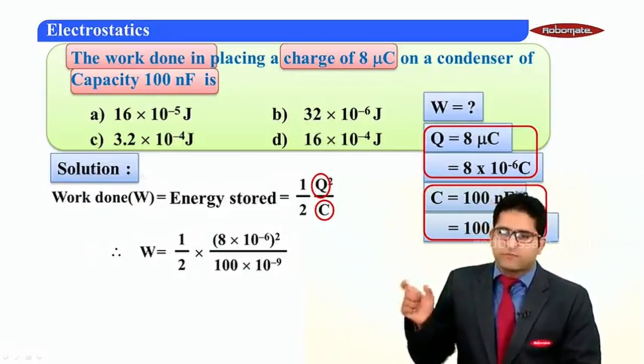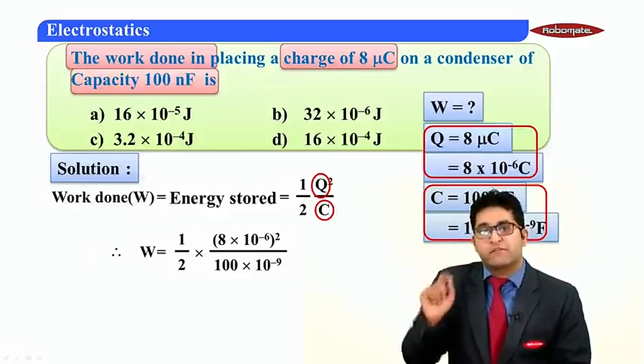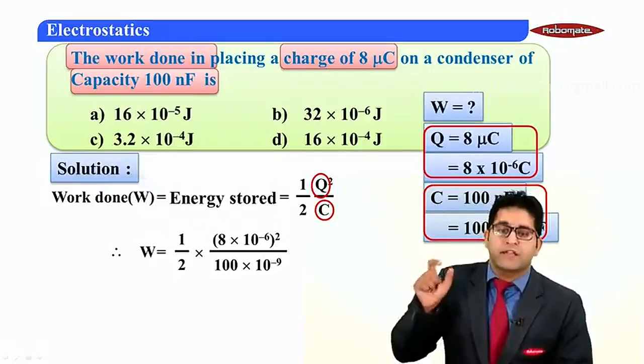So if we solve it further, 8 square will give me 64, 10 raised to power minus 6 square will give me 10 raised to power minus 12, and on solving the denominator you will get 2 into 10 raised to power minus 7.